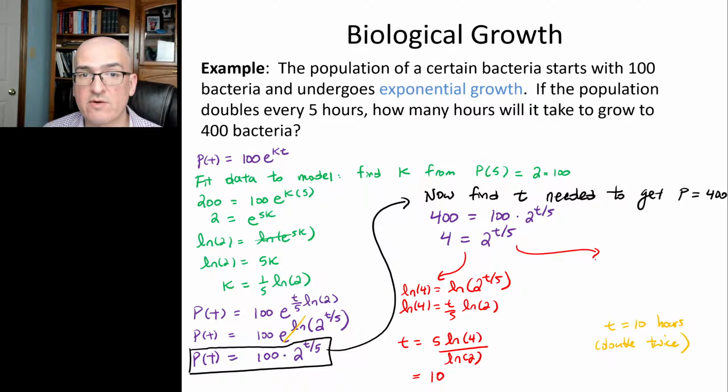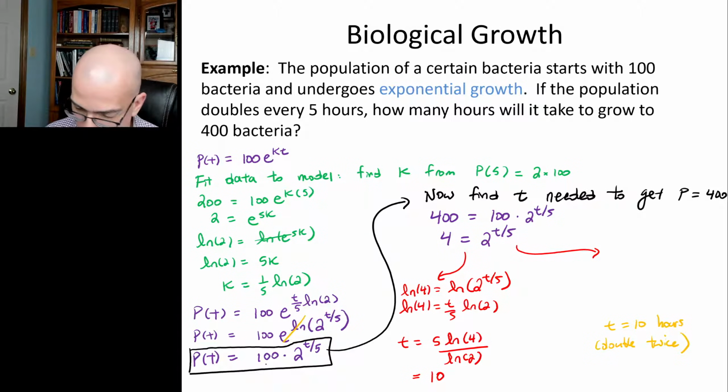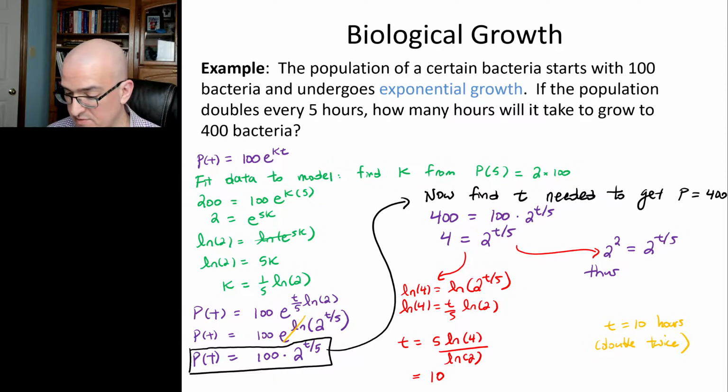This goes back to how we started solving for an x trapped in an exponential expression. If it's possible, you set the bases the same. So 2 to the 2 is equal to 2 to the t over 5. Thus, if the bases are the same, the powers must be equal. 2 is equal to t over 5. So t is equal to 10.